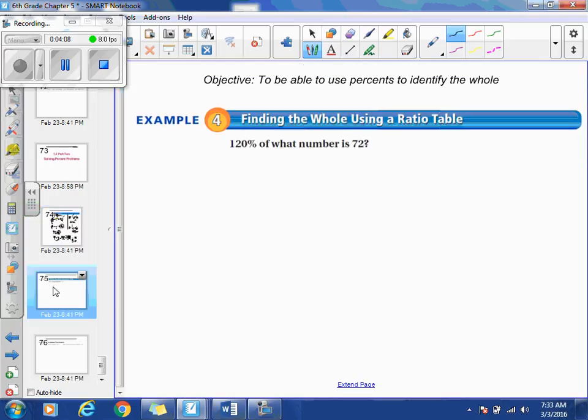Next example. If you still don't get it, it's okay. Let's try and figure out another example. 120%, 120 out of 100. Of always means multiply. Of what number? We don't know. Is means equals. Always in math, is means equals, is 72. So they're saying you got 120% on a test. There must have been some extra credit. 120% of what number is 72? So 72 is how many you got correct. What we're trying to figure out is how many there were total.